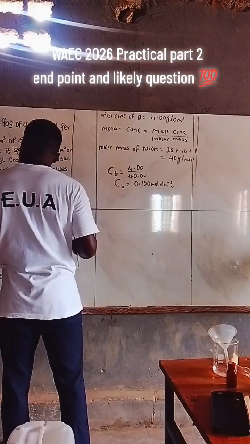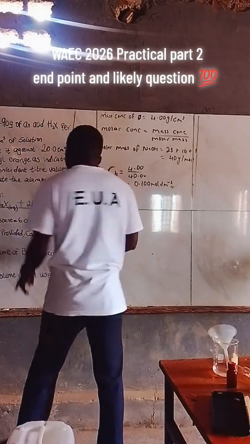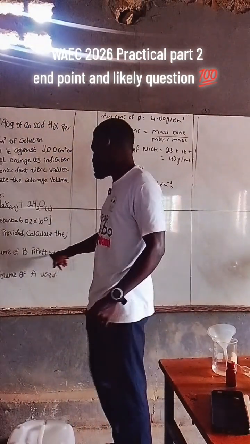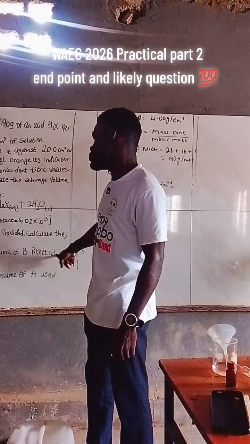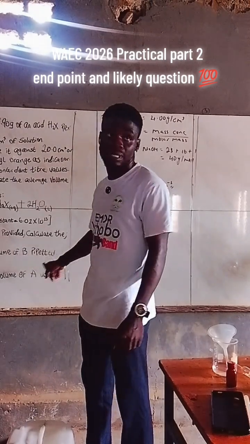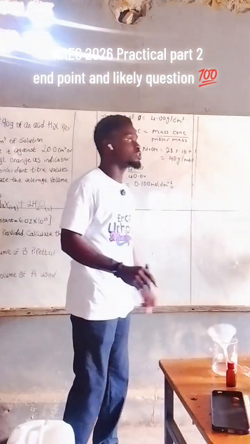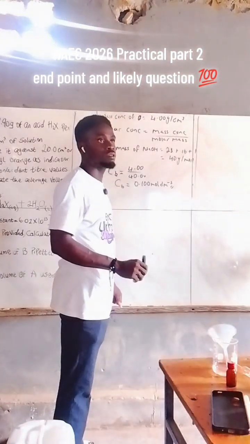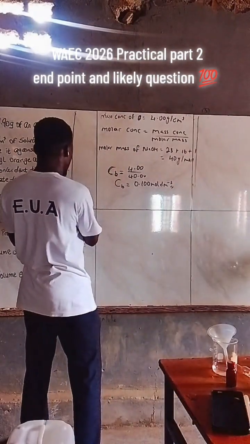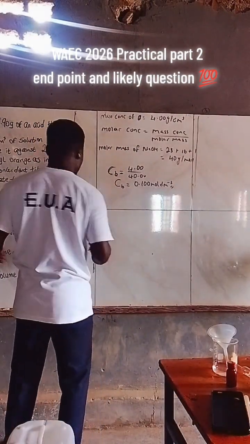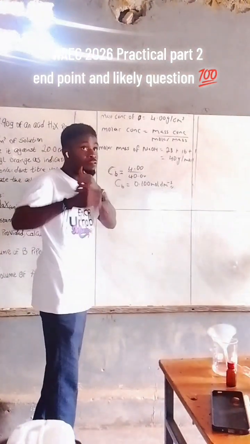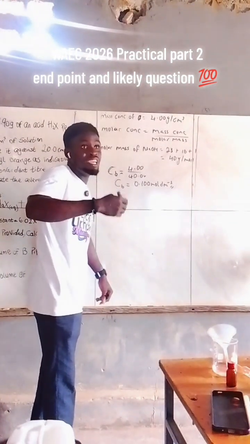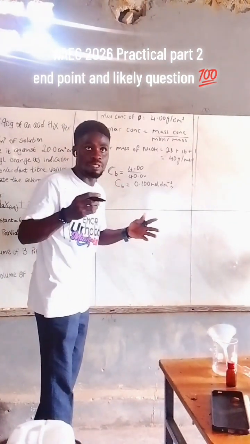Number of moles of what? Sodium hydroxide in what? Of B pipetted. The number of moles in the volume of B pipetted. Now, volume of B pipetted is what? Question 2 says that you find the number of moles in the volume of B pipetted. Look at the board, please pay attention.